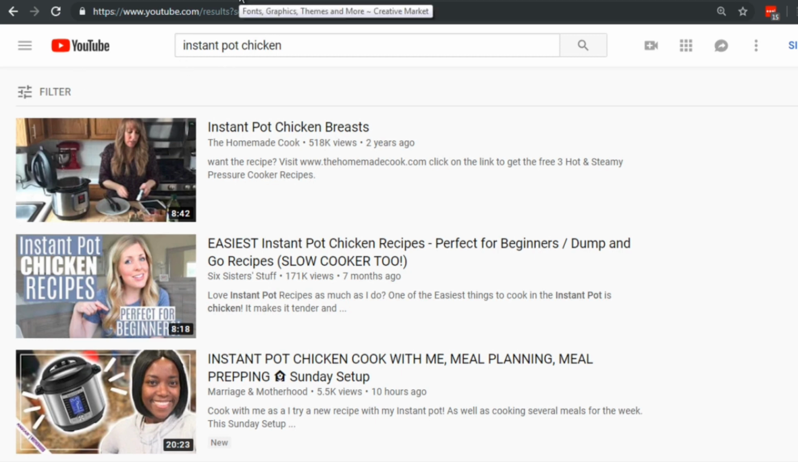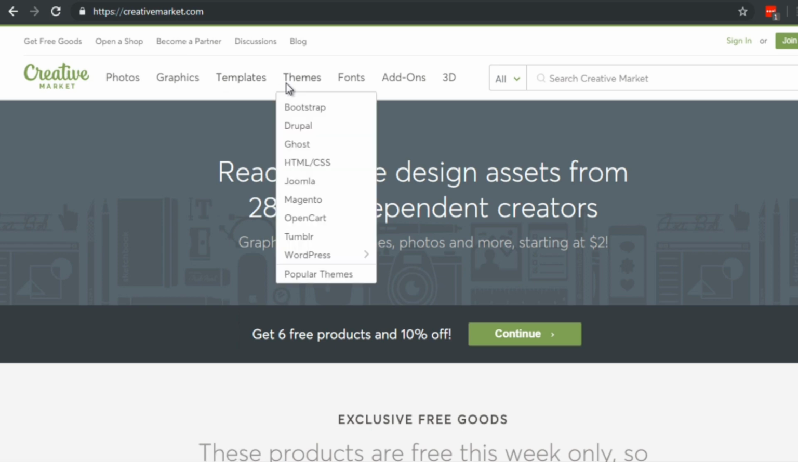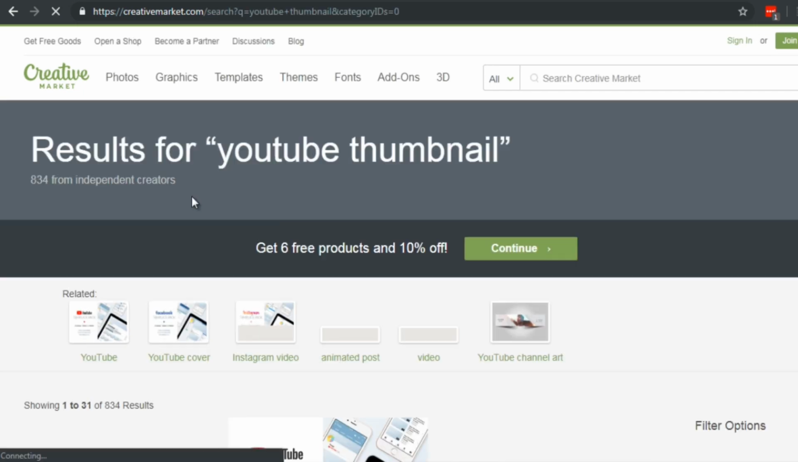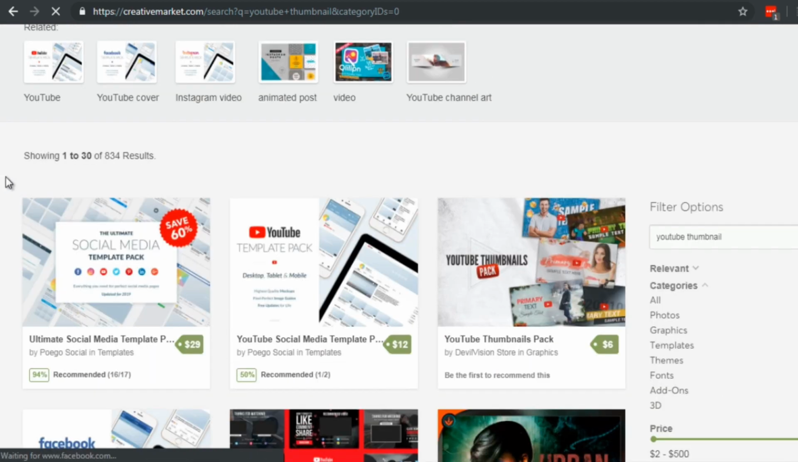For now, there are different elements that you need. What I recommend is you go to a site called creativemarket.com. That's creativemarket.com. There are other sites like graphicriver.net, but over time we've realized Creative Market has a lot of really good designs. In the search box, we're going to type in YouTube thumbnail, and we're looking specifically for templates that we can use for the thumbnail.